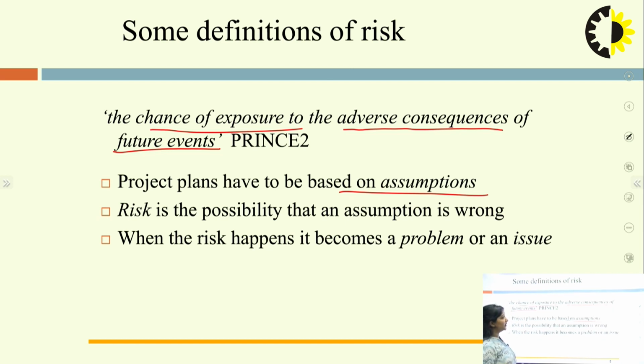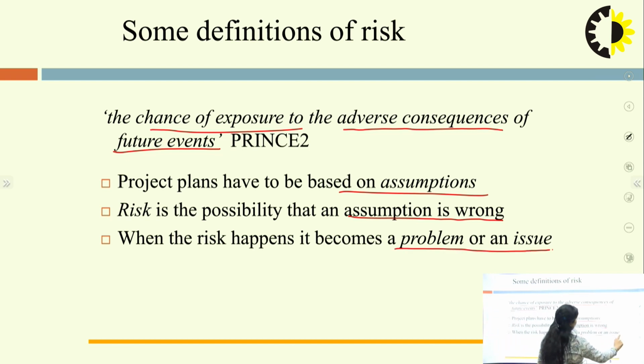Risk is a possibility that the assumption is wrong. When the risk happens, it becomes a problem or an issue. So what we can identify is that we are just working on assumptions. As we all know, assumptions can be wrong as well, so there is a possibility that assumptions may be wrong.